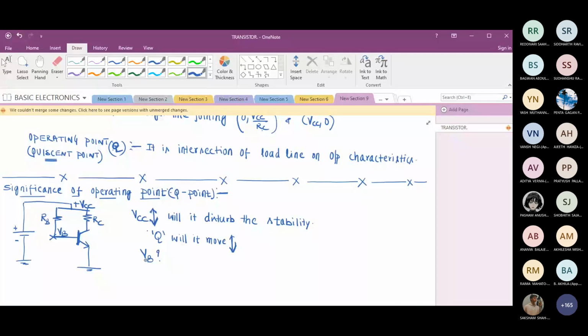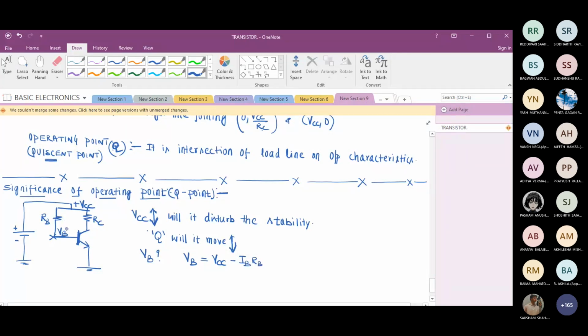Anybody? What is the voltage at the base? VCC minus VBE. No. Is it not VCC minus IB into RB? What are the currents that are flowing in this circuit?